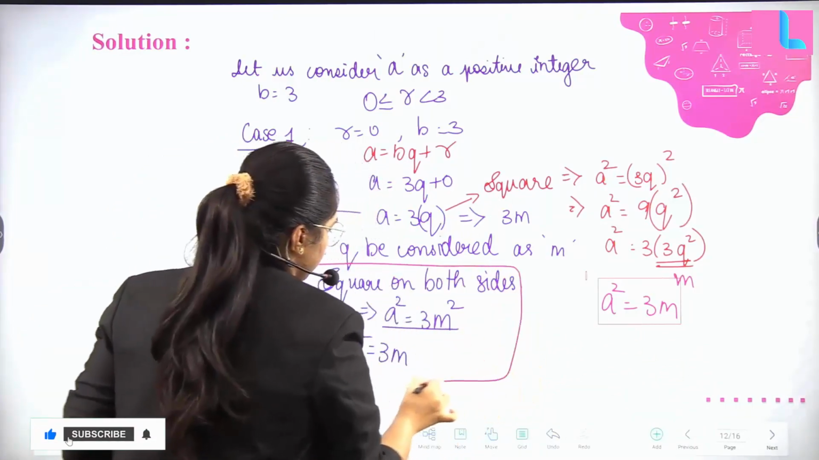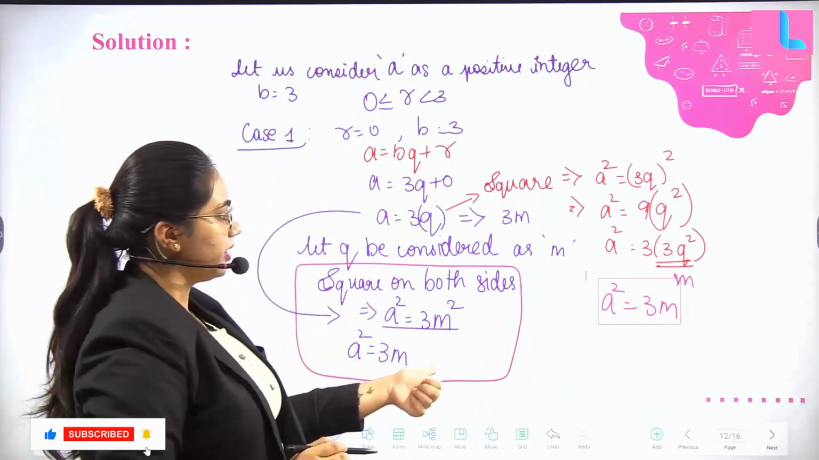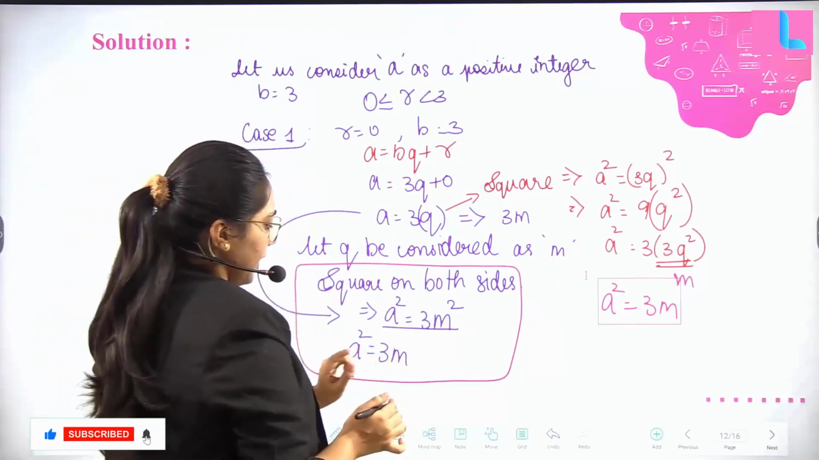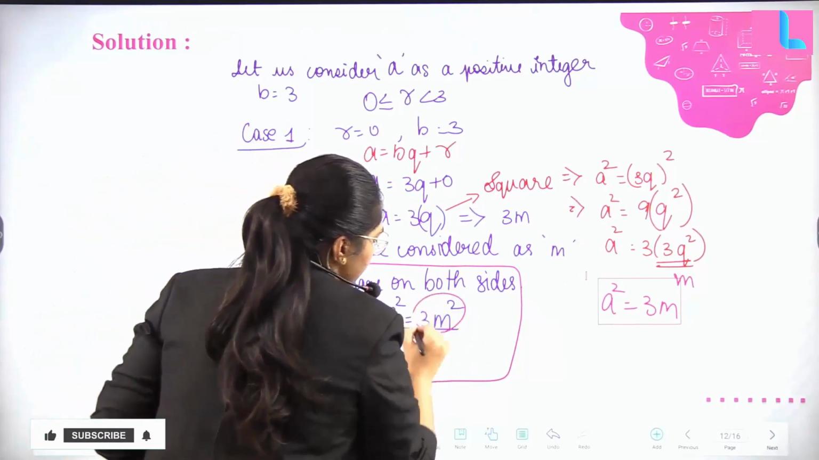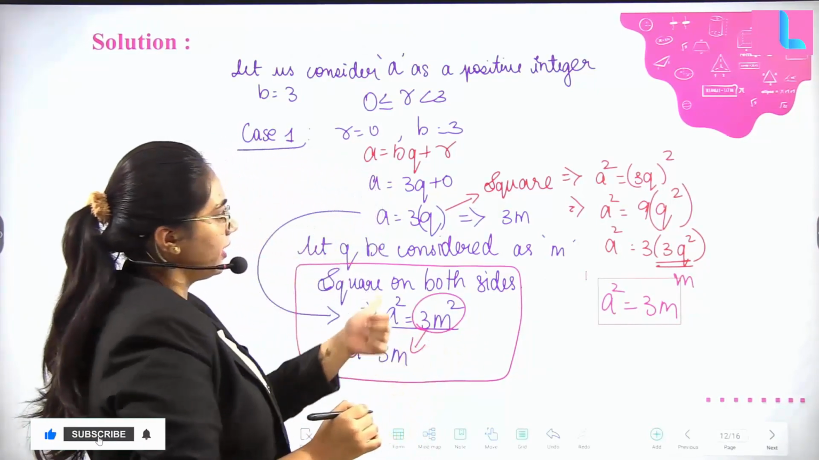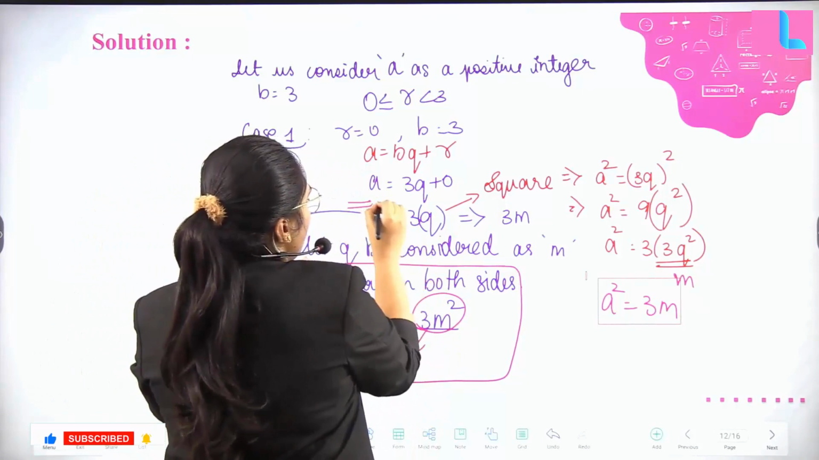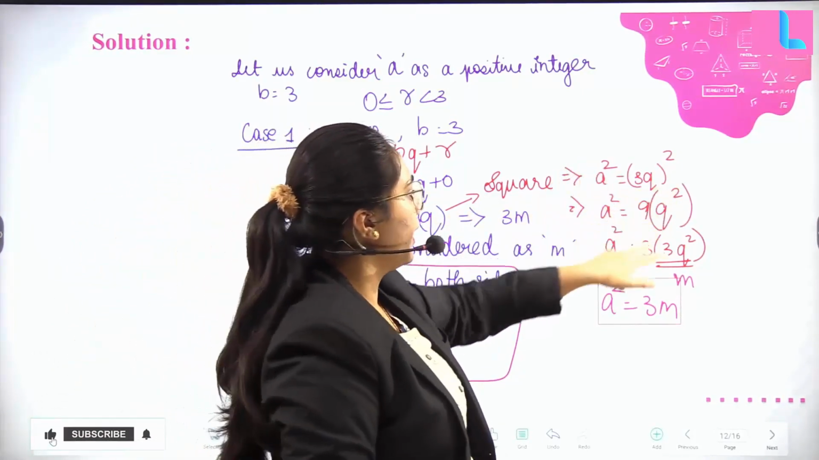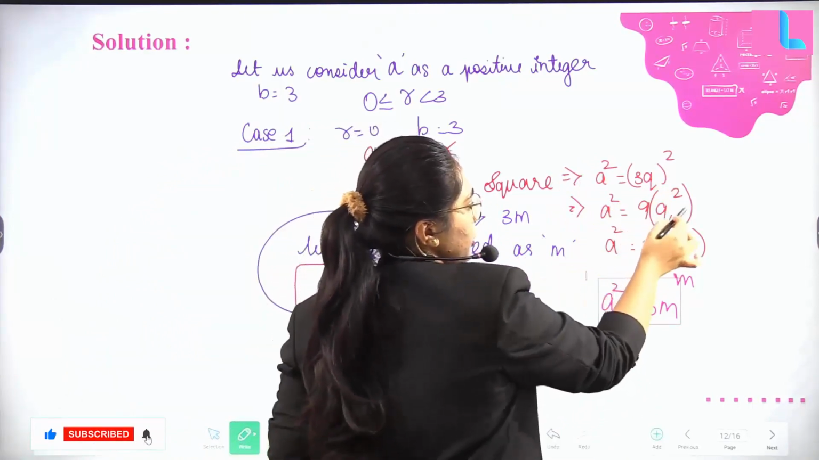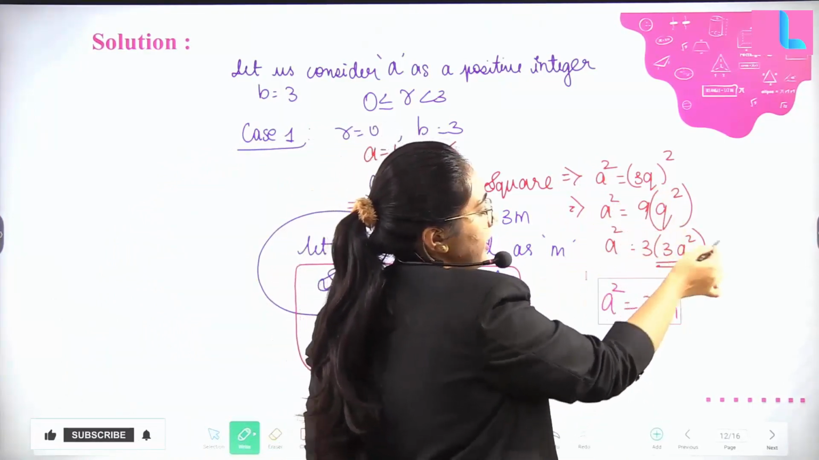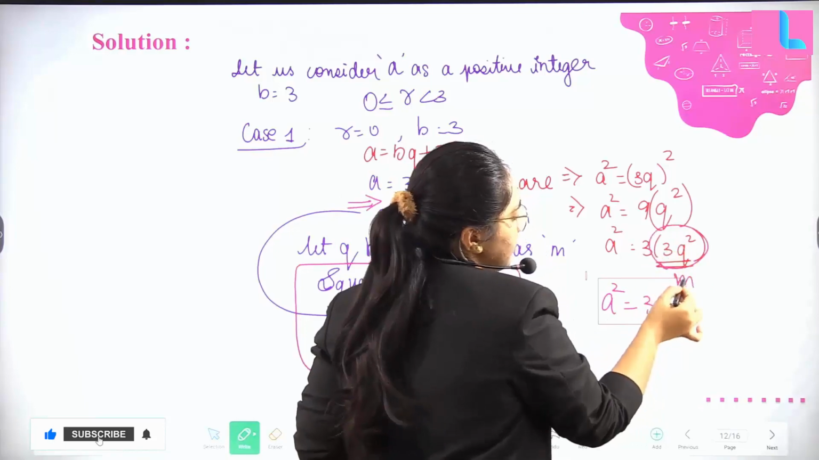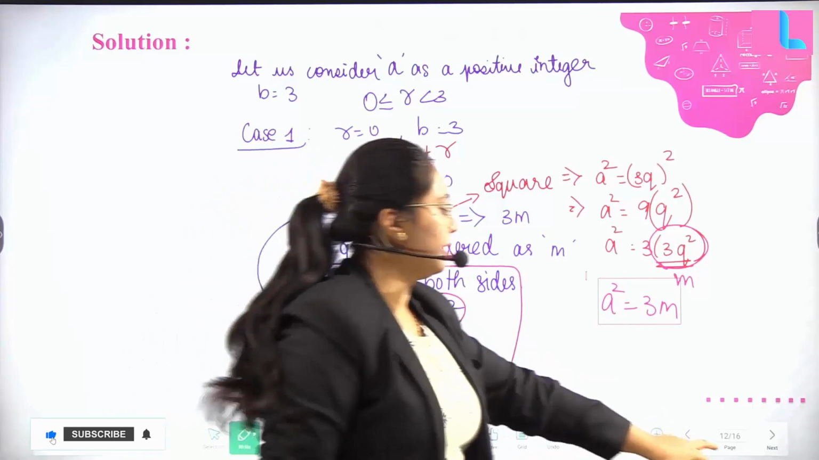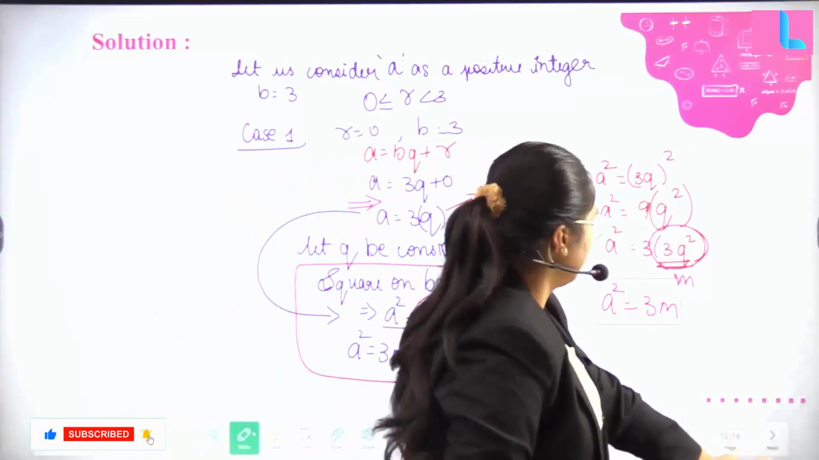Here this thing is for your reference. If you do this, you'll not end up with that answer. Here you have to do 3m is what you'll get. 3m square will not become 3m. So what you have to consider is, in this step only you have to square on both sides. So a square is equal to 3q the whole square. a square becomes 9 into q square. You can take 3 as common, 3q square. The whole 3q square is considered as m. And here a square is equal to 3m. Okay, one part is done.